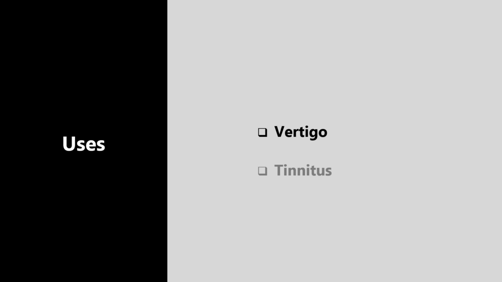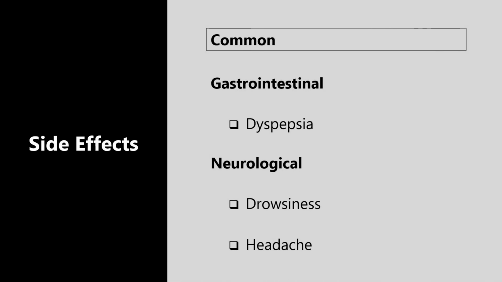Betahistine is primarily used for vertigo of Meniere's disease. However, it also reduces tinnitus. You should be aware of various adverse effects of betahistine. The common side effects are: dyspepsia is a common gastrointestinal problem with the use of betahistine. Drowsiness and headache are also common neurological side effects.